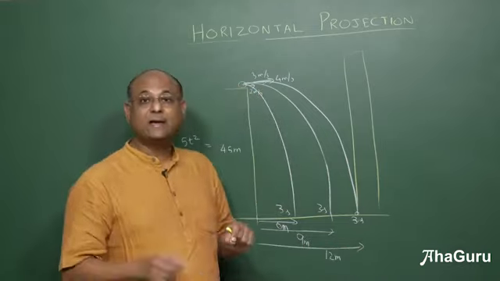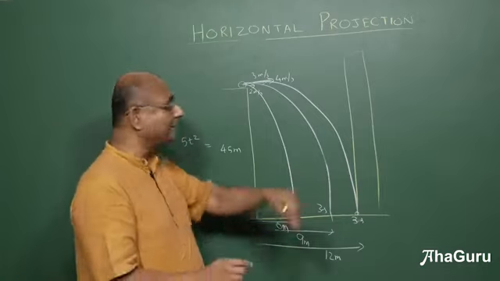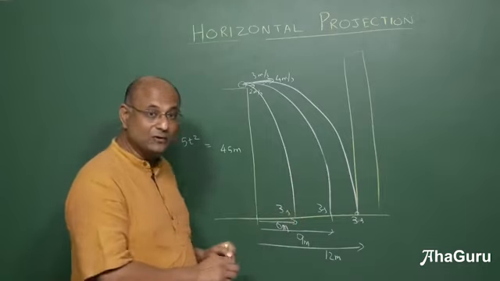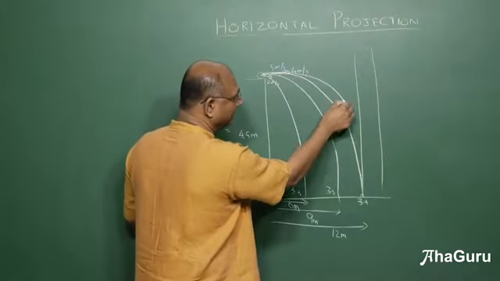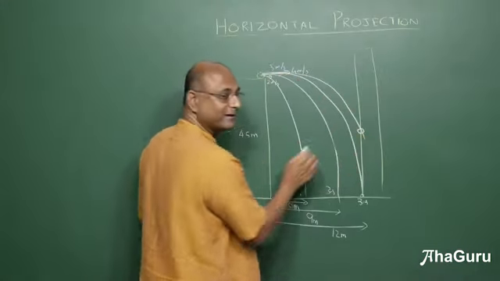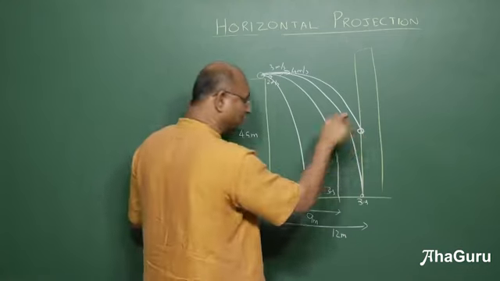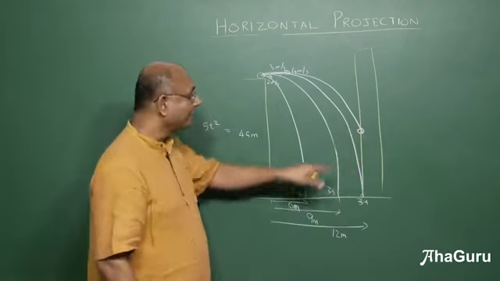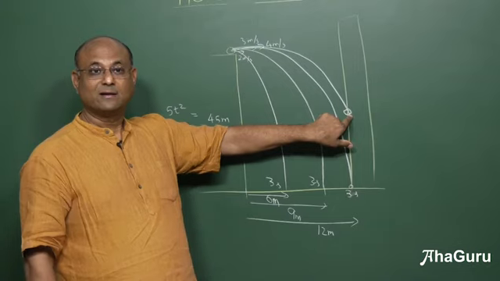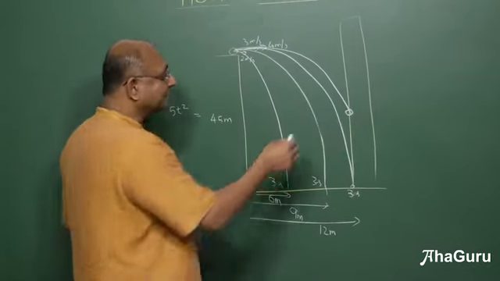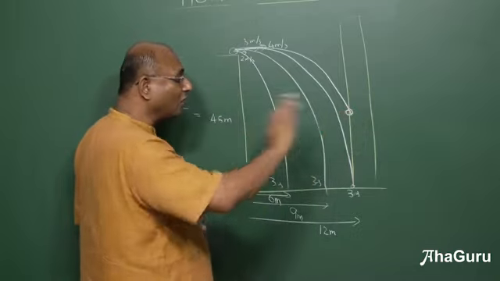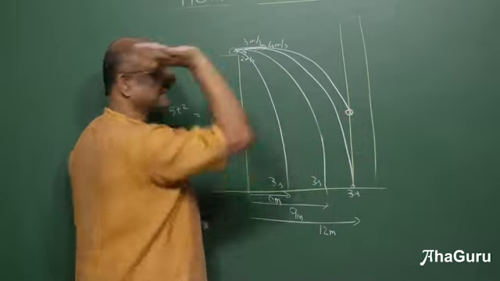But now suppose I throw it at 5 meters per second. What do you think it will do? It is going to travel like that, and it is going to hit the building there. Do you understand that it is not getting to the bottom of the building? It has hit the building there. Is that understood? Clear? So, this travel time is not equal to 3 seconds.